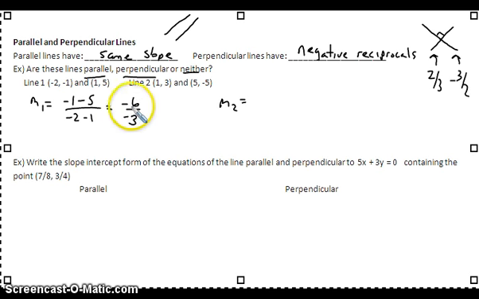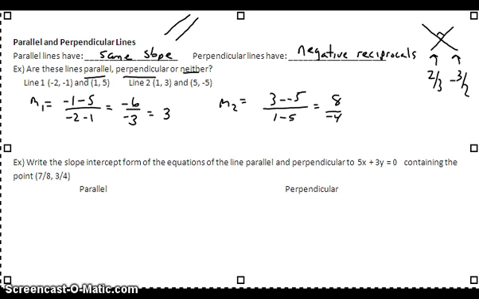And when I do that, I get negative 6 over negative 3, and that's actually going to give me a positive 3. On the other hand, over here, when I use the line 2 x, y values, I'm going to do 3 minus negative 5, and 1 minus 5. So that's going to give me 8 and negative 4.